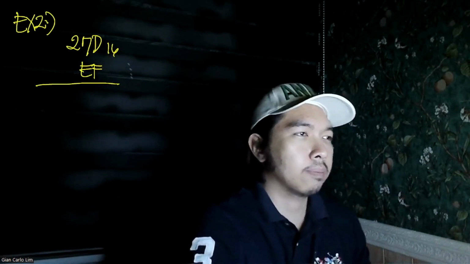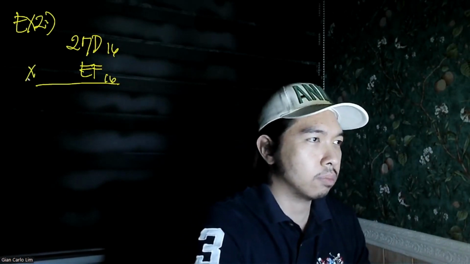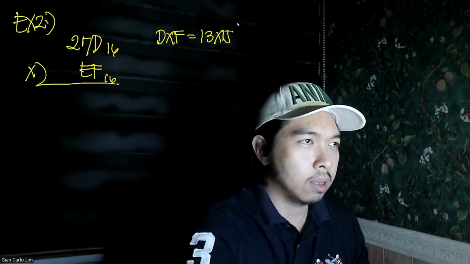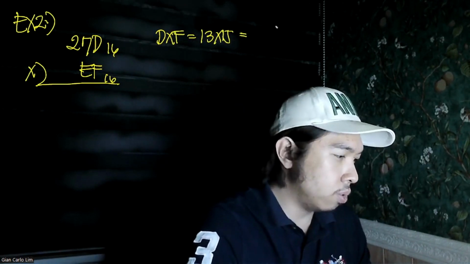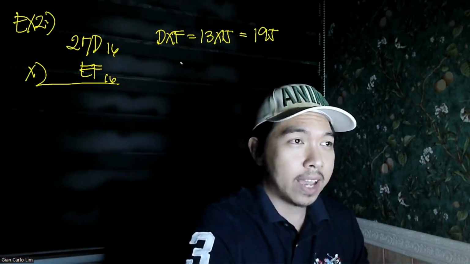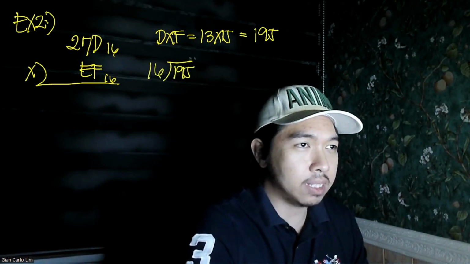So, let's multiply 27D times EF. So 27D base 16 by EF. All right. So D times F muna tayo. So D times F is equal to 13 times 15, itong dalawa, which is equal to 195. This is greater than 16, so we need to divide that. So 195 divided by 16, 116.